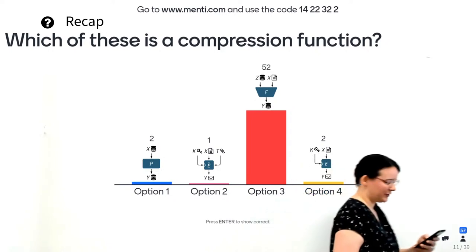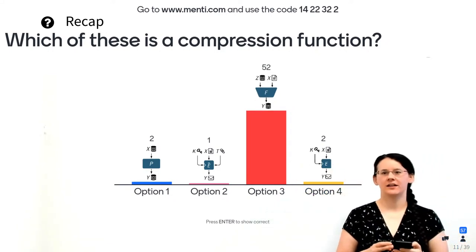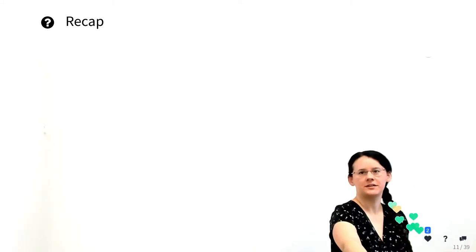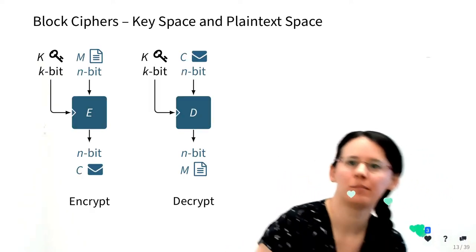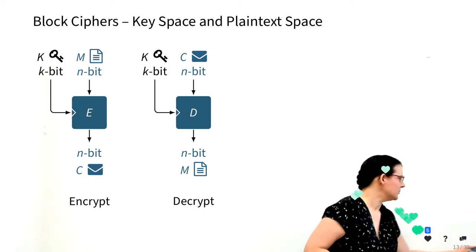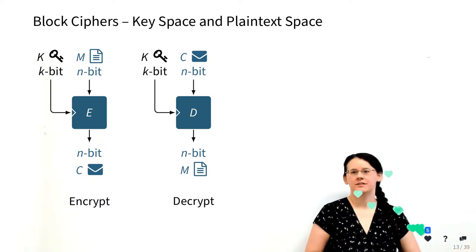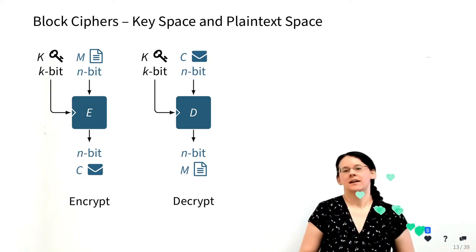Okay, so thanks for your inputs, and let's now have a closer look at the one building block that we're going to need to build encryption, which is the block cipher. So, what does a block cipher look like again?